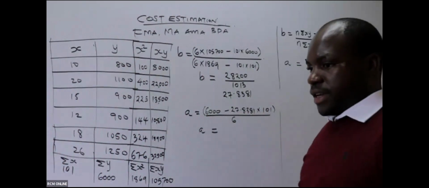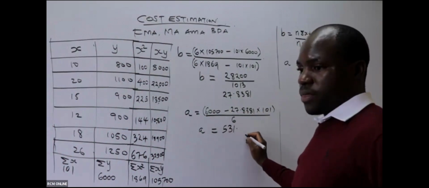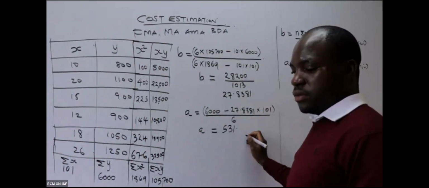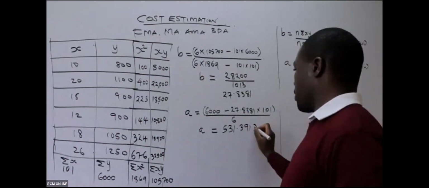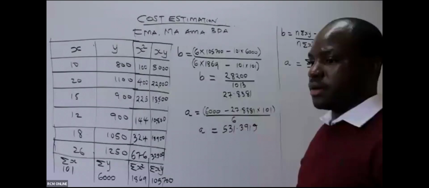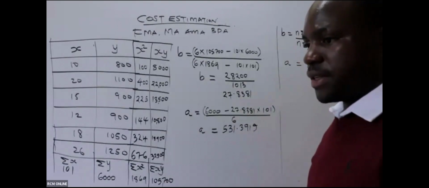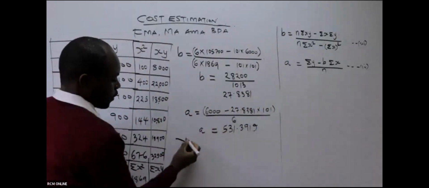Yes, Catherine is giving us 531.3919. Okay. So having done this, you can now go ahead and give us the cost function.